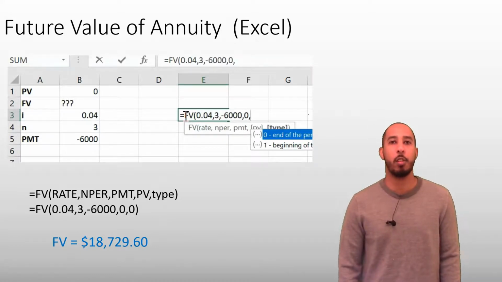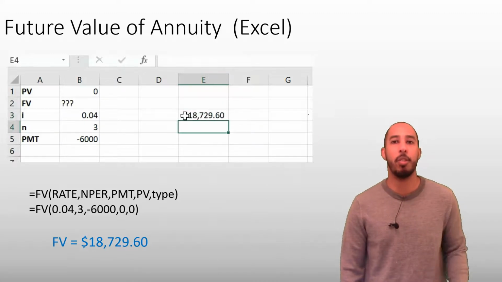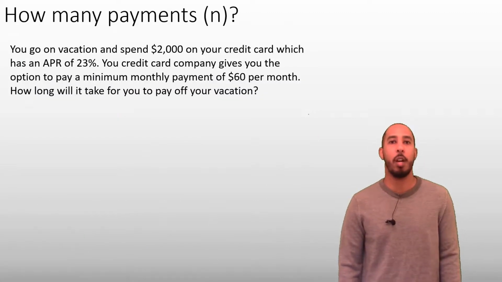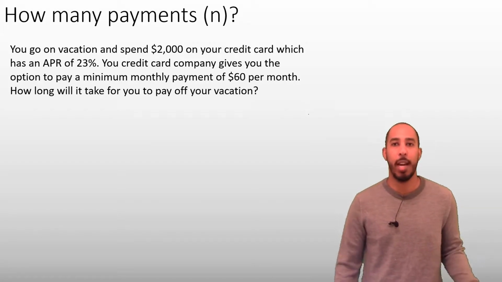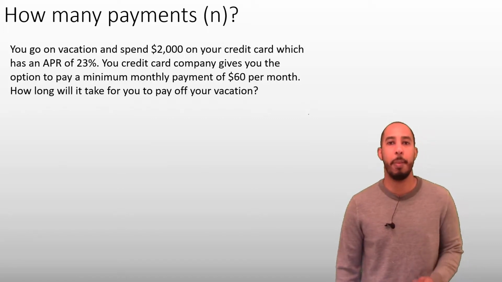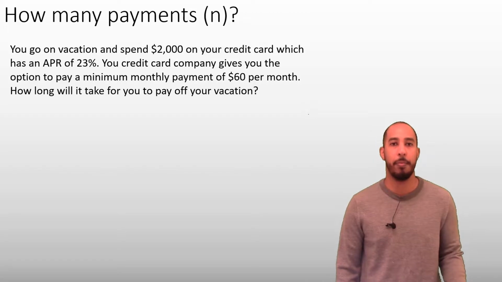Let's do another practical example of how we can use the N of the annuity. Imagine going on vacation and spending $2,000 on your credit card. You look at your monthly bill and see that they'll give you the option of making just the minimum monthly payment of $60 per month. How long will it take you to pay off this $2,000 vacation? You should notice that this is an annuity. Why? Because we have a fixed payment amount, $60 over a fixed interval of time, every month.